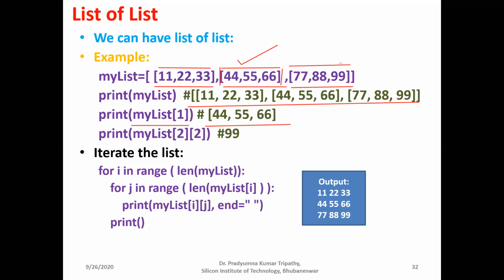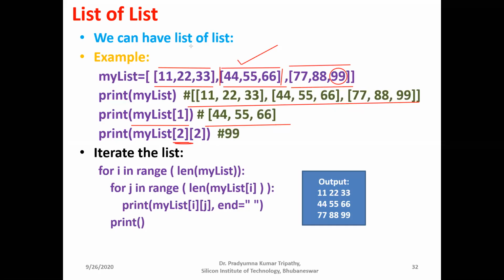But I want to get only one element. I want to get only 99. How to extract this 99? So you can think over here, there are 3 rows. In every row, 3 values are there, 3 columns are there. So by writing 2, 2, the first 2 will find the index 2 of this one.